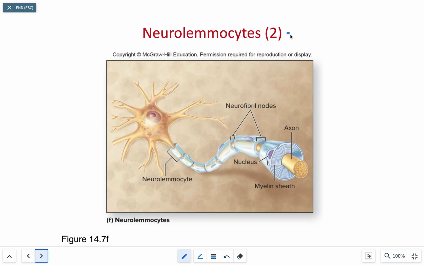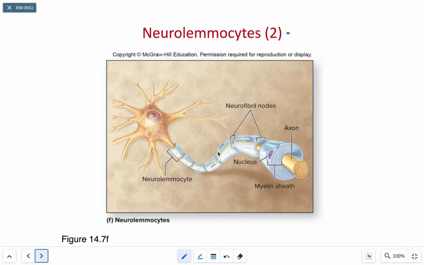The next structure that we'll look at with peripheral nervous system glial cells is called the neurolemmacytes. The neurolemmacytes, also called Schwann cells, are associated with the peripheral nervous system axon. Their job, at the beginning, is to form a myelin sheath, which is basically concentric rings of myelin that the neurolemmacyte will eventually put down to form this neurolemmacyte or area of myelination along the axon.